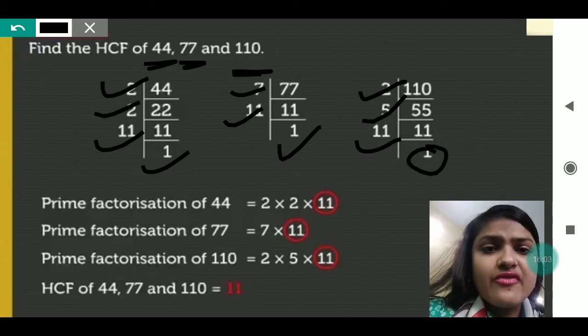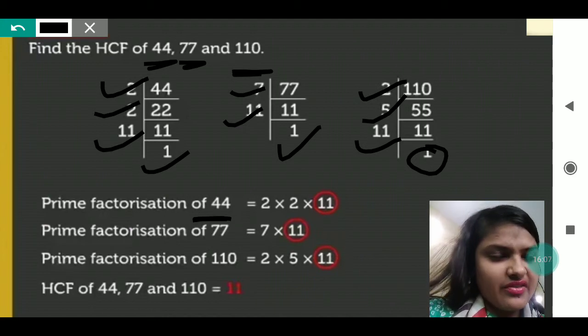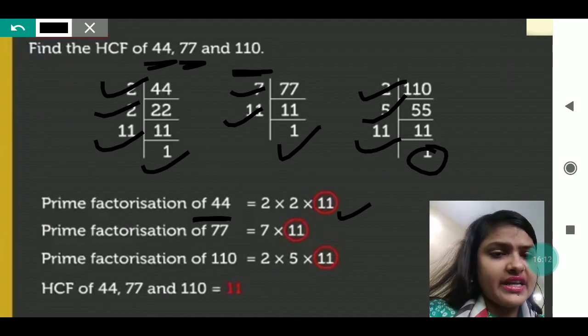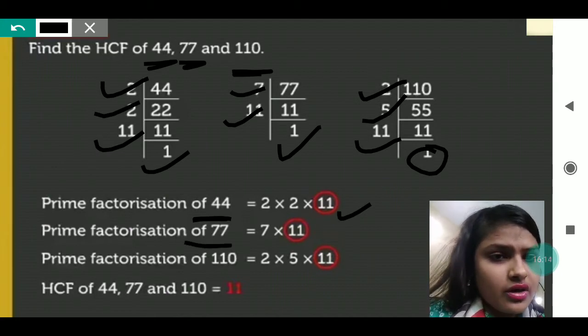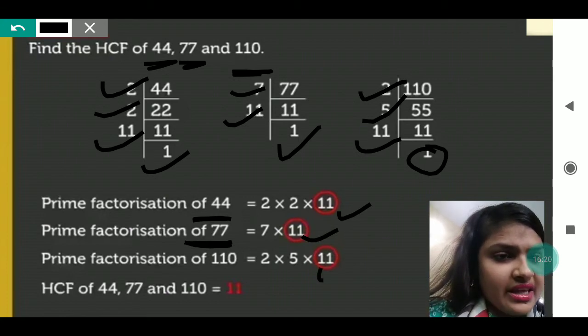Now you can see the prime factorization of 44: first I have written 2, 2 and 11. Then the prime factorization of 77 is 7 and 11. Now the prime factorization of 110 is 2, 5 and 11.